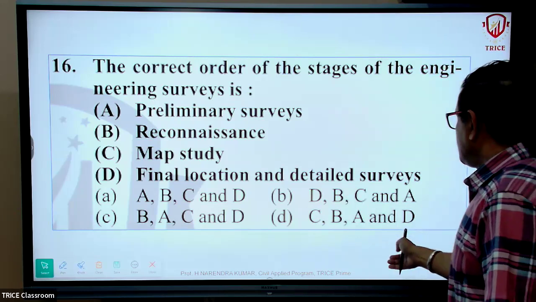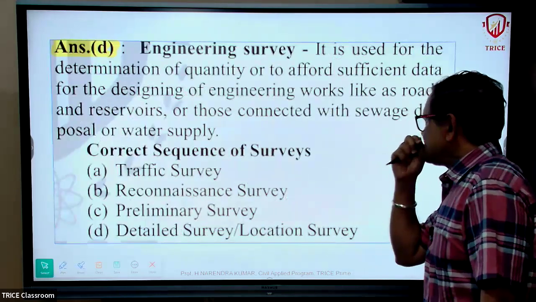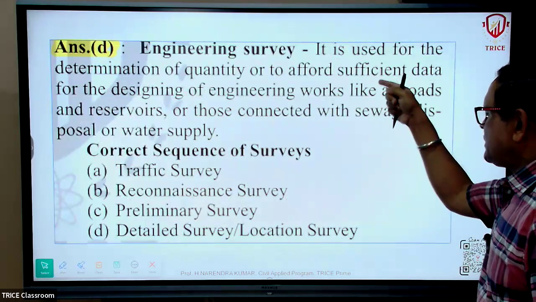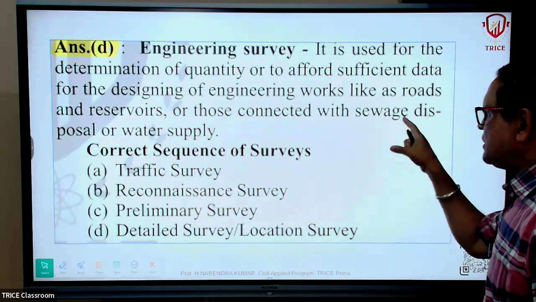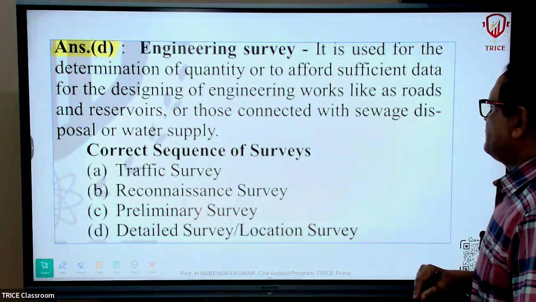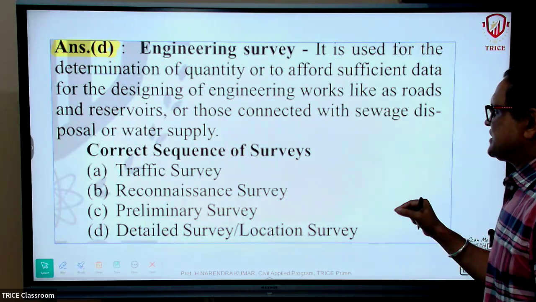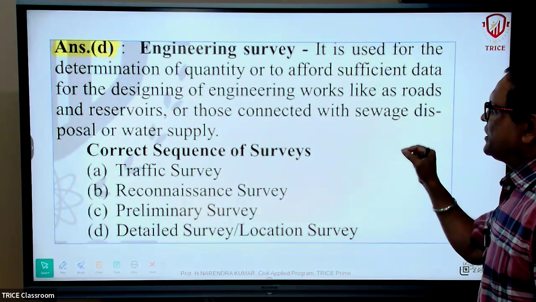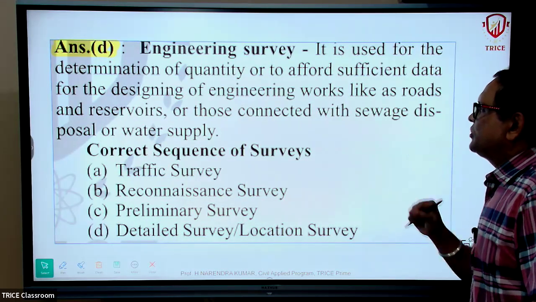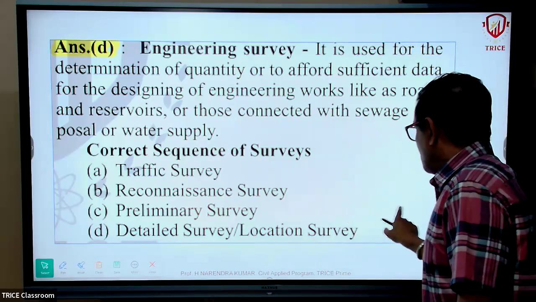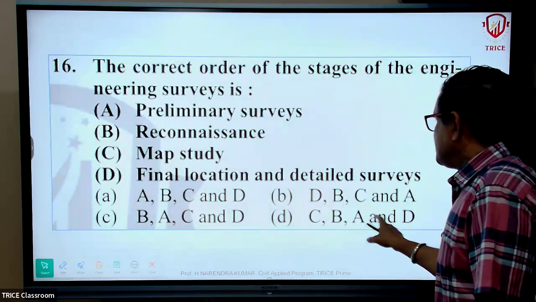So I prepared an answer slide in which I am giving you the right order that we went through in engineering survey. What do we say? The correct sequence of engineering survey. So the answer is D. If I go back to the question, it is CBAD.